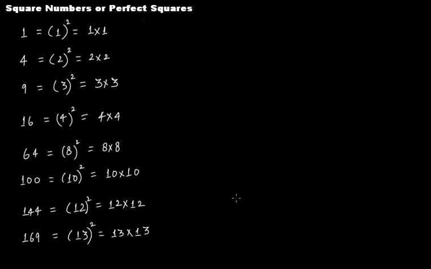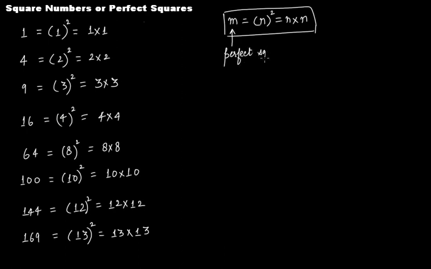Now all these numbers have one thing in common. They all have been written as the multiplication of an integer with itself 2 times. Right? This is 1 times 1, 2 times 2, 3 times 3, 4 times 4, and so on and so forth. That is, if you have a number m, and if that number m can be written as n raised to the power of 2, that is n times n, then that number m is a perfect square. Right? Perfect square. But wait, our discussion is still not over.